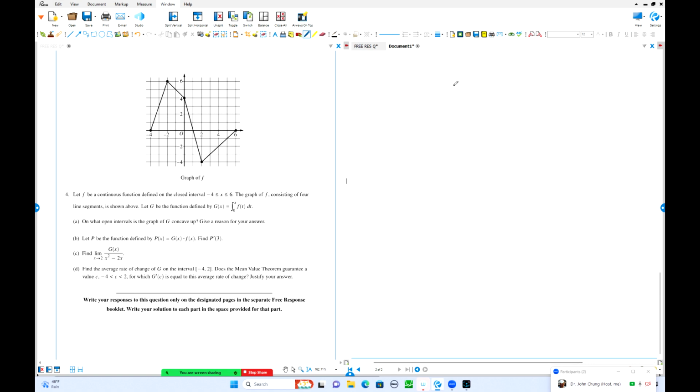This f is made of continuous functions. Yeah, they are all continuous, right? They are not discontinuous. Just piecewise linear functions, consisting of 4 line segments. And g is the function defined. We create a new function, g of x. g of x equals the integral from 0 to x of f(t) dt. This is f of x. It's the same graph, just a different variable t. So f(t) and f(x) are the same graph.